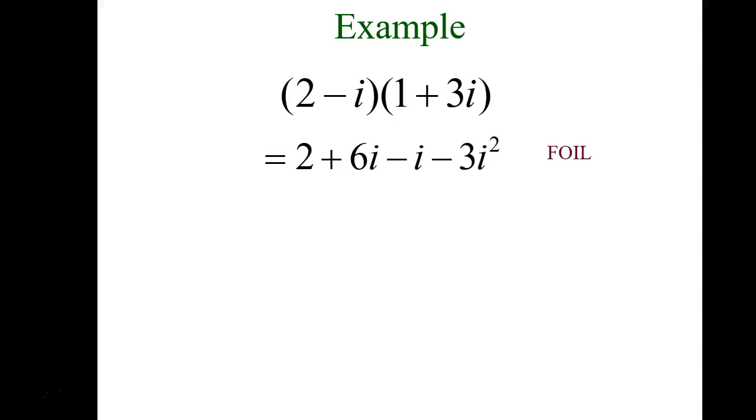And so you should get 2 for the first term, 6i for the outer term, -i for the inner term, and then -3i squared for the last term. Of course, the middle terms you're going to combine. Those are like terms. And remember earlier we said that i squared always gets replaced with -1. So we get 5i in the middle from combining like terms. And then the -3i squared, that's like -3 times a -1, which makes that +3. And then, of course, the 2 and the 3 could combine and leave us with 5 plus 5i.